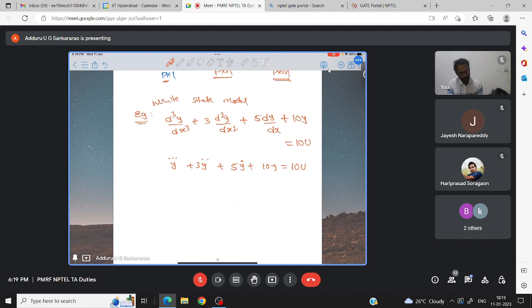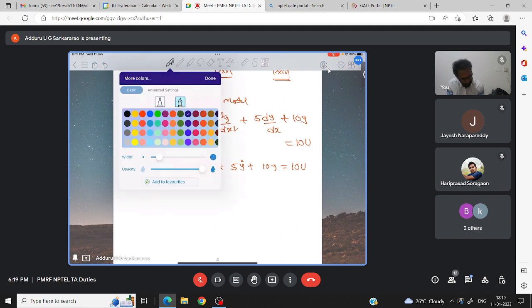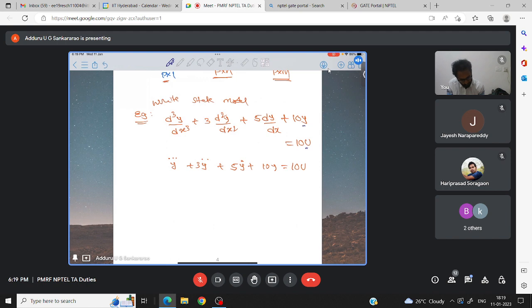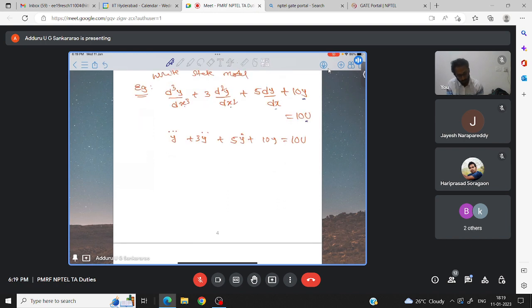Now, what is the input here? This is the input, and y is the output vector, and these x are state variables. So how many state variables are required to represent this in a state space model? Can somebody tell me? Three. Why? Because the order of the differential equation is three.